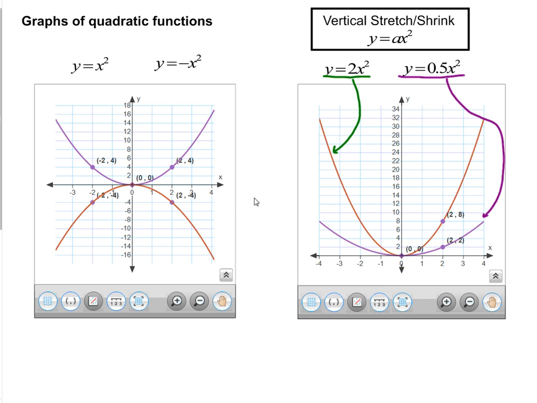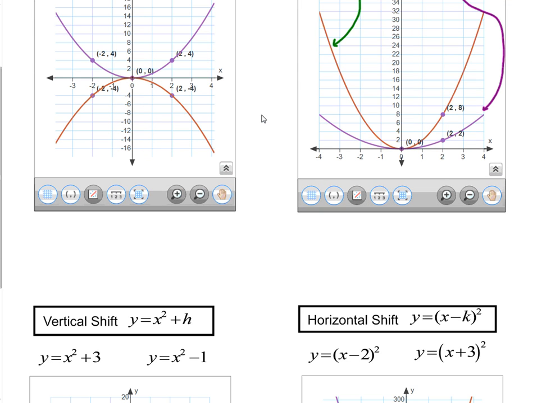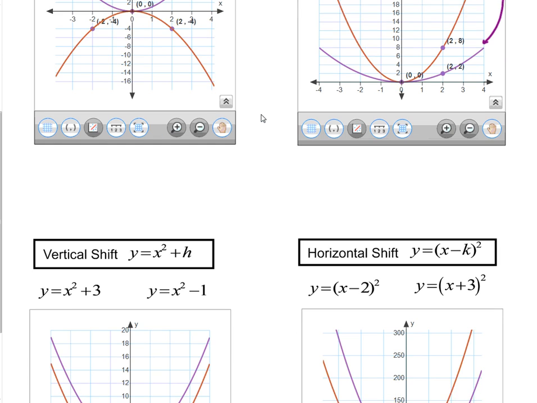And so in all of these cases, when we're multiplying some constant times x squared, we do not change the location of the vertex. How could we change the location of the vertex? Well, to change the location of the vertex, we can use what's called a vertical shift or a horizontal shift of the graph. So let's talk about each one right here.